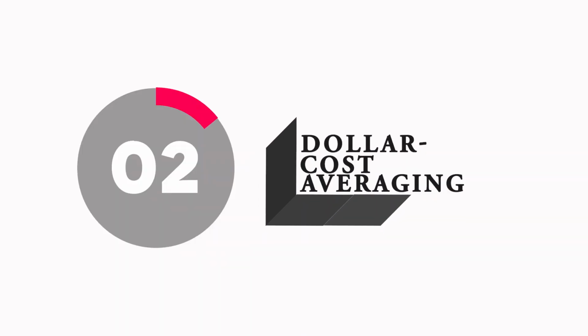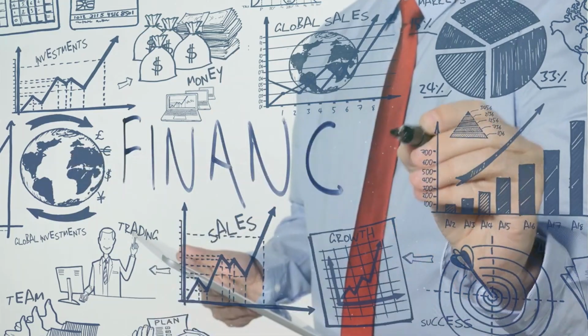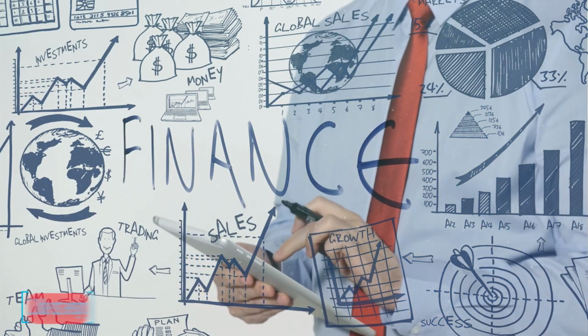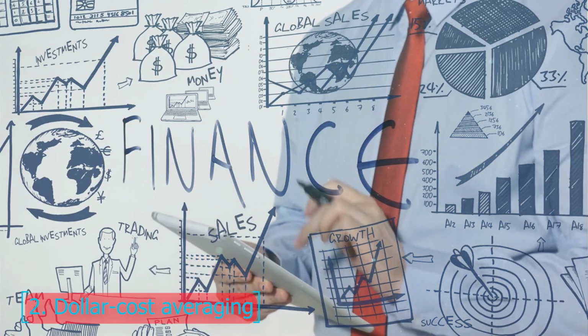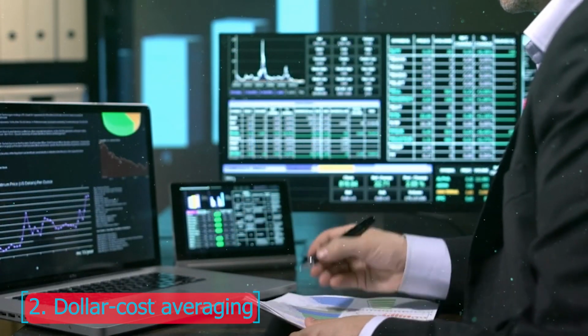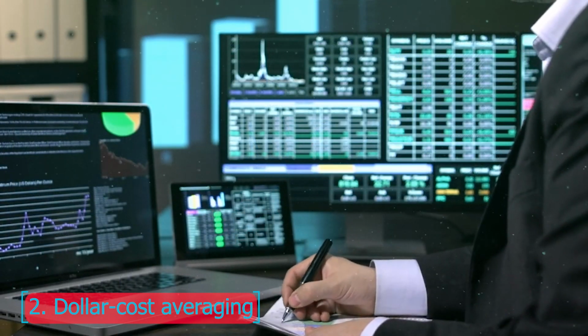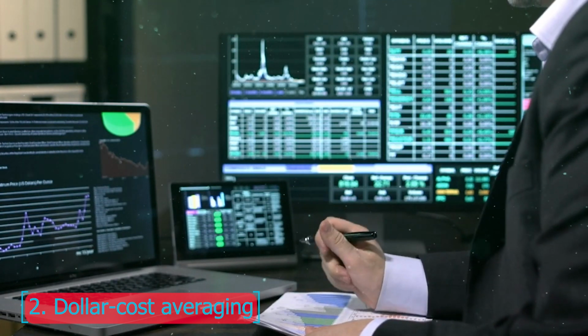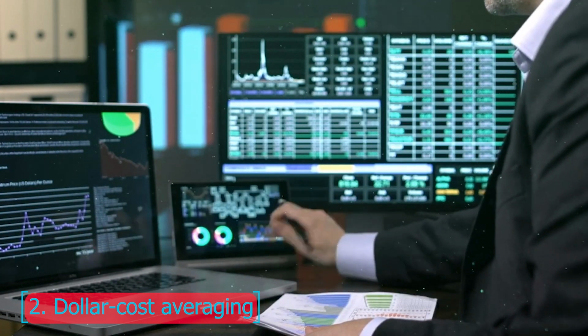Number 2. Dollar cost averaging. Another effective strategy is dollar cost averaging, which involves investing a fixed amount of money at regular intervals, regardless of the price of investment. This can help to smooth out the ups and downs of the market and can be a good way to gradually build a portfolio over time.